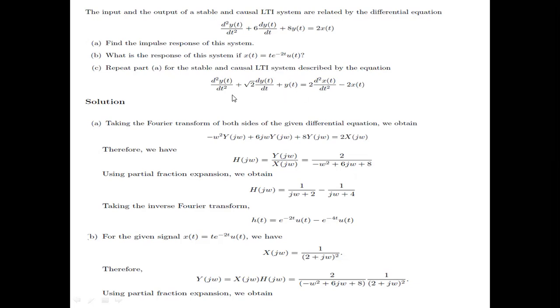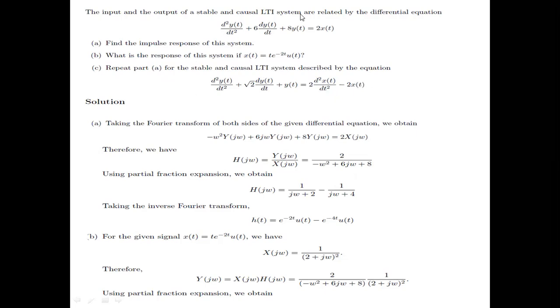And repeat part A for a stable and causal linear time invariant system described by the equation. See, the given equation is this one. Repeat part A for the stable and causal linear time invariant system, for this differential equation: d square y of t by dt square plus square root of dy of t by dt plus y of t is equal to 2 d square x of t by dt square minus 2x of t.